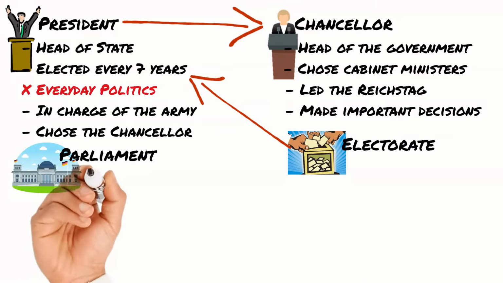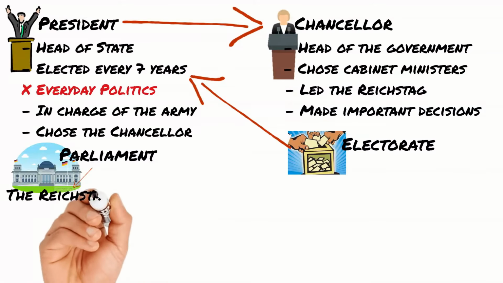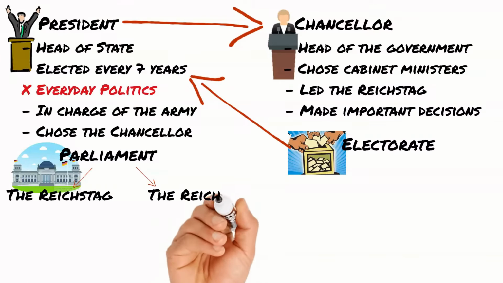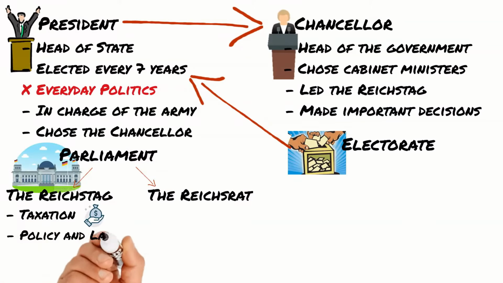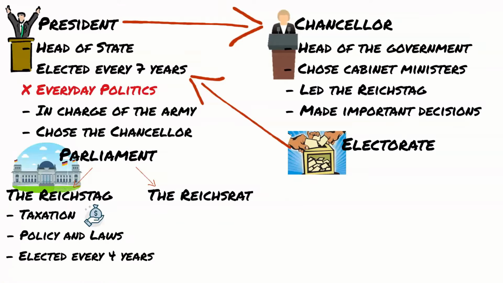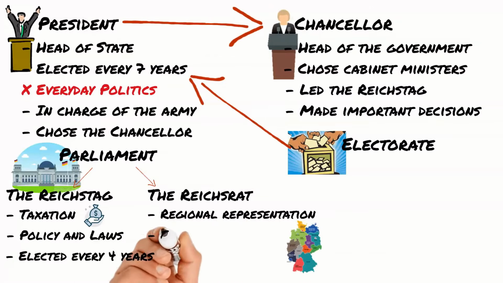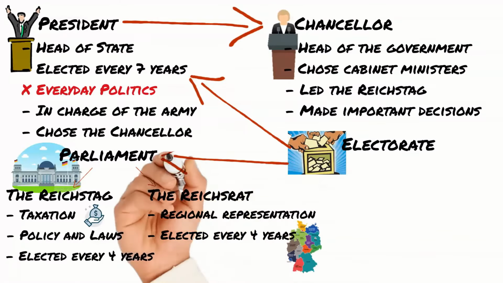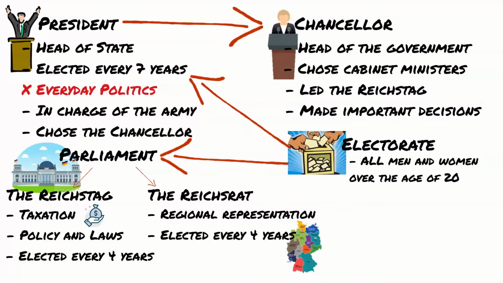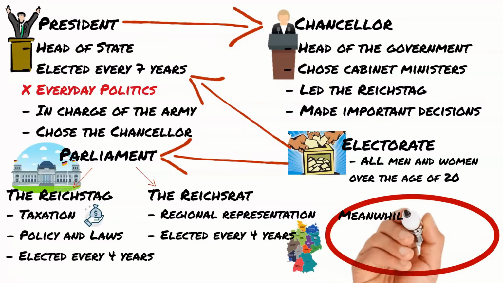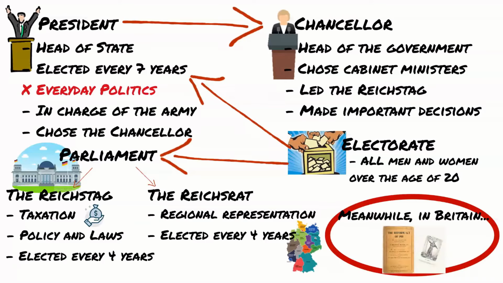The parliament itself was made up of two houses, the Reichstag and the Reichsrat. The Reichstag was the most powerful, making decisions about taxation and policy. They were elected by the people every 4 years. The Reichsrat was the representative of each of the German regions. They were also elected every 4 years. The electorate was unique in Europe because all men and women over the age of 20 had the vote. To put this in perspective, in Britain, women were only allowed to vote from 1919 if they were over the age of 30 and were property owners.